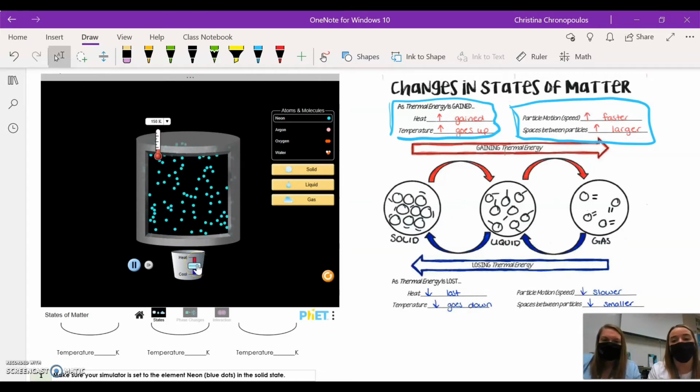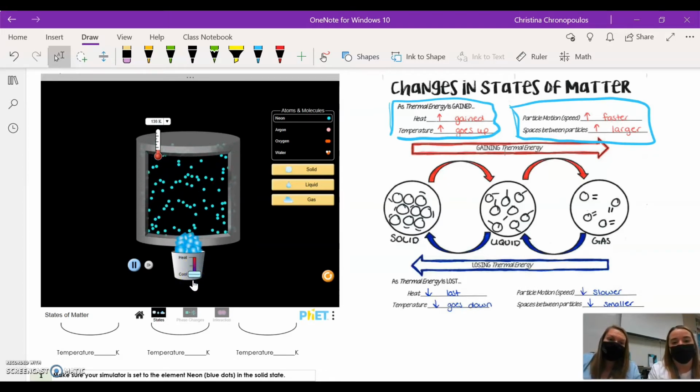Now we're going to slow things down. In order to do that, we need to take away heat energy, that thermal energy. So we have to drop the temperature, and we're going to cool things down by sliding the bar down. If you watch the thermometer in the corner, the number is getting lower. This is a unit in Kelvin, which is a temperature unit, and the value is getting smaller, representing that as you take away heat energy, the temperature is decreasing as well.